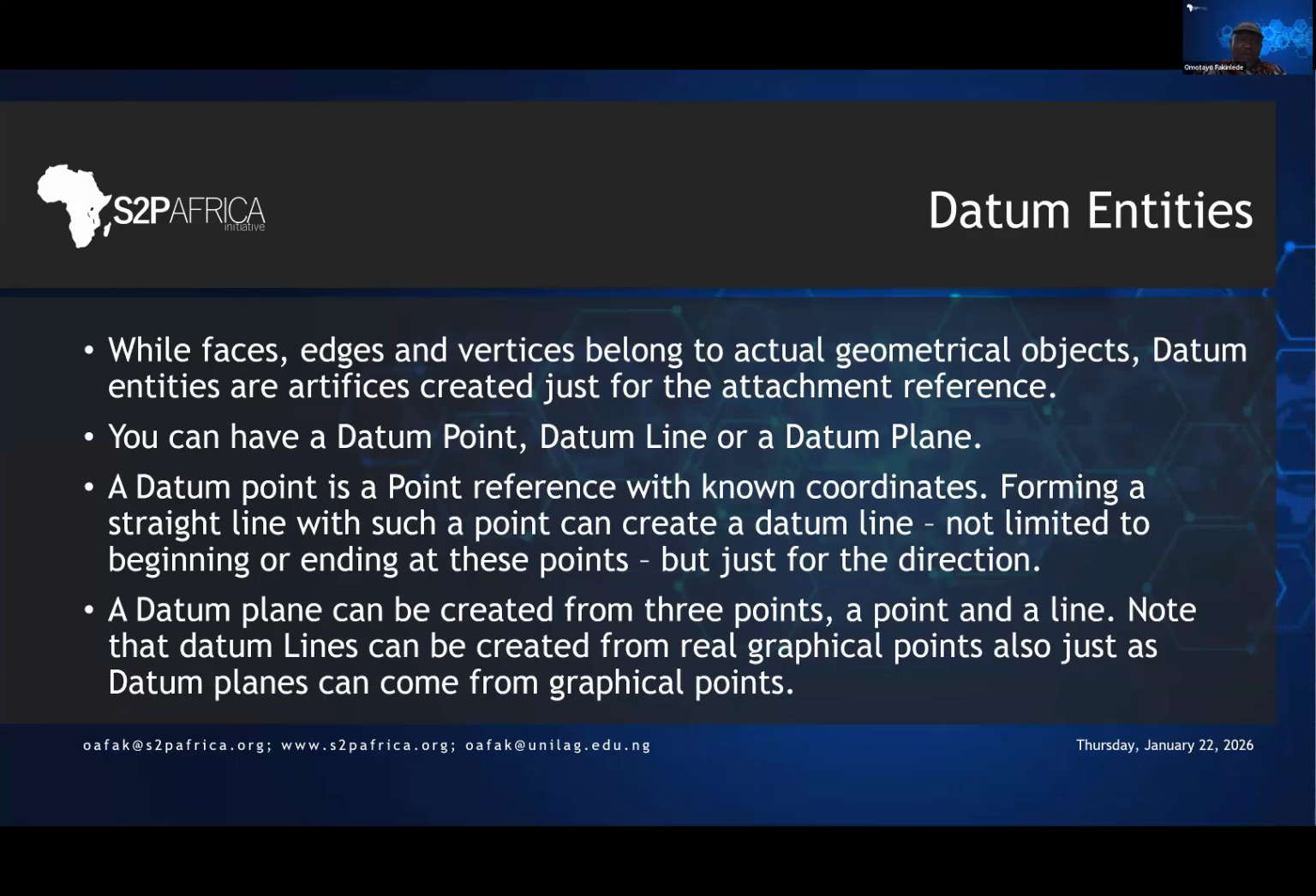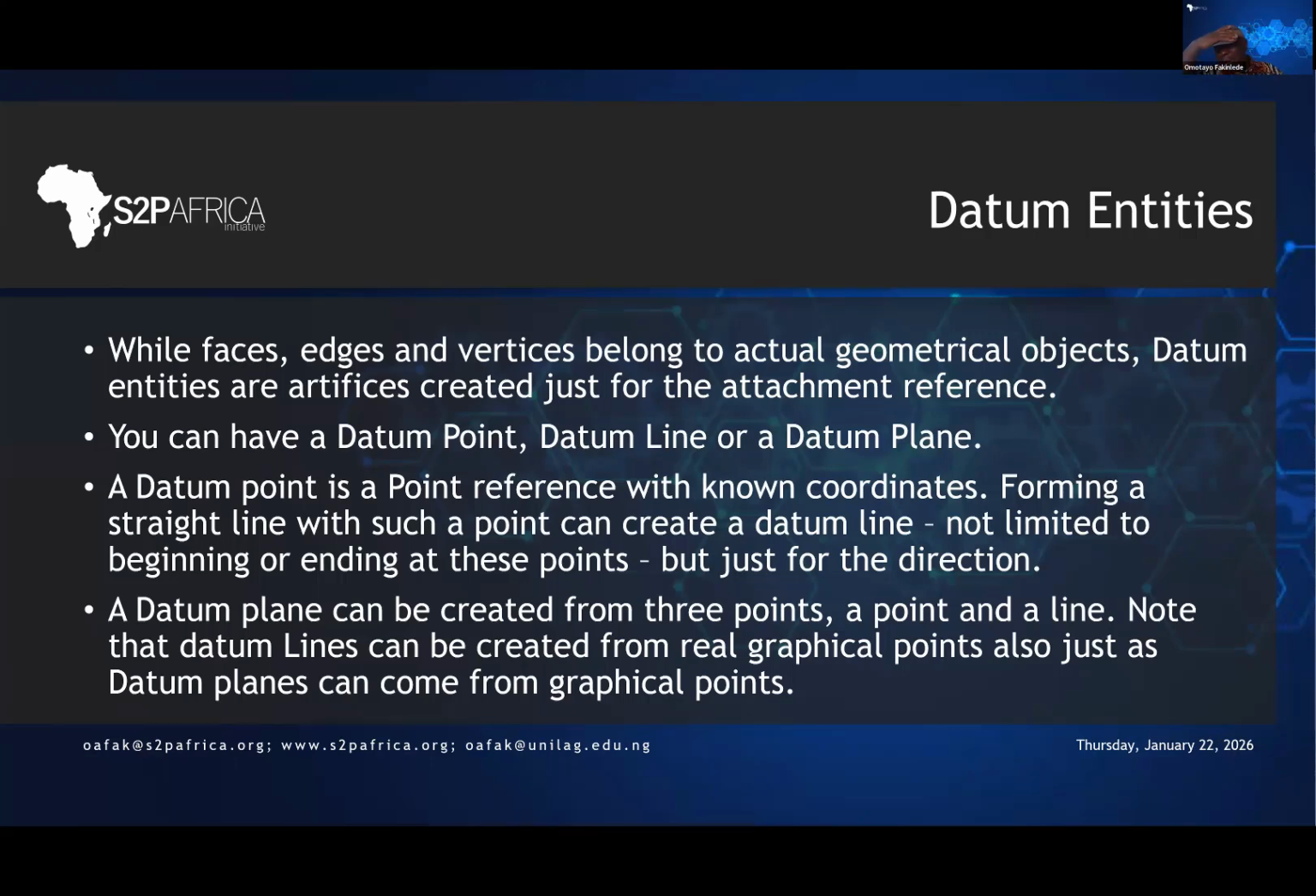So you can have a datum point, a datum line, or a datum plane. Usually a datum point is a point, a datum line is a straight line, and a datum plane is a flat face, it's a flat plane. And a datum line only has a direction. It doesn't have beginning and end points. Even if it shows you a beginning and end point, it's not real. It is just the axis.